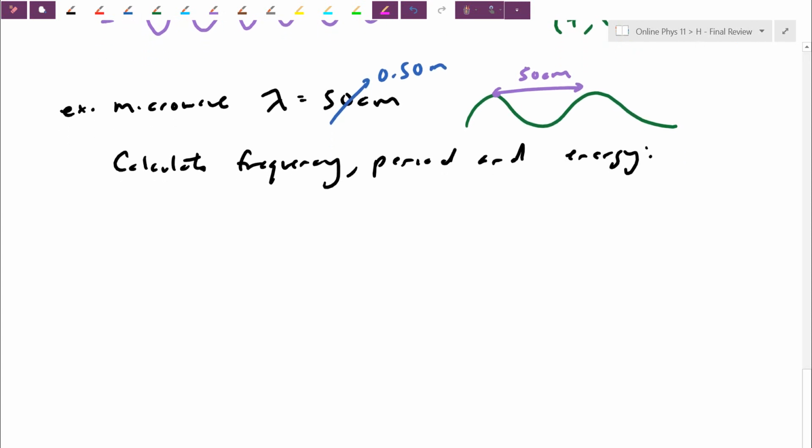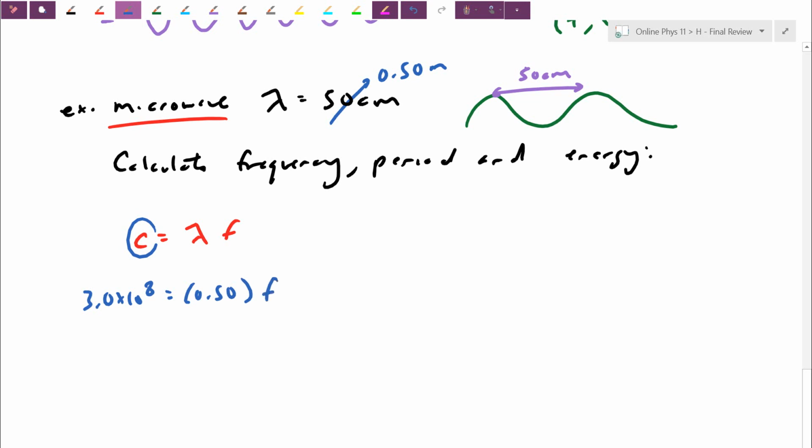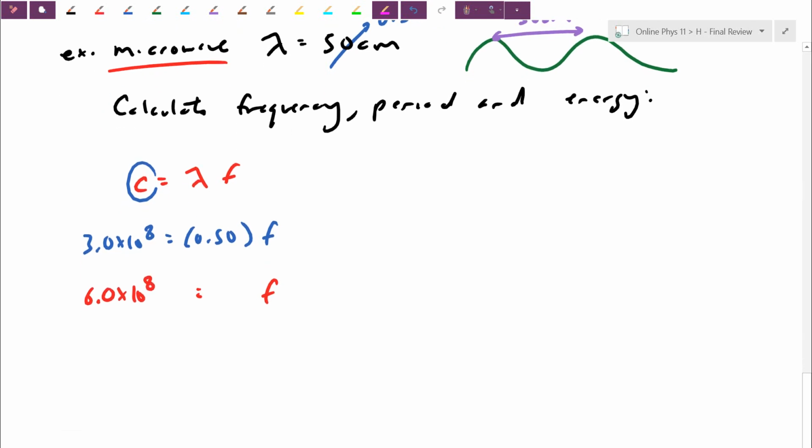Let's have a look at our equations here. Even though microwaves here are fairly low energy, they are still on the electromagnetic spectrum, so we can still use the universal wave equation. c is equal to lambda times f. The speed of light is still going to be 3.0 times 10 to the 8 meters per second. Now that I have lambda in meters, 0.50 meters, I can solve for frequency. The frequency is equal to 3e8 divided by 0.5. This gives me here 6.0 times 10 to the 8. The units here are going to be per second, or you can just use hertz.